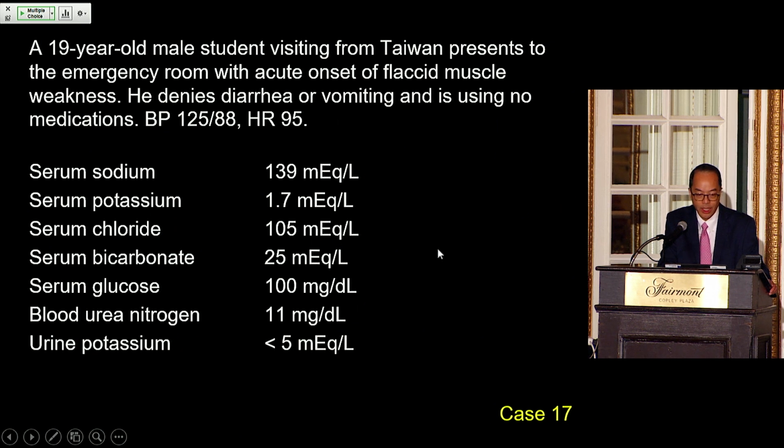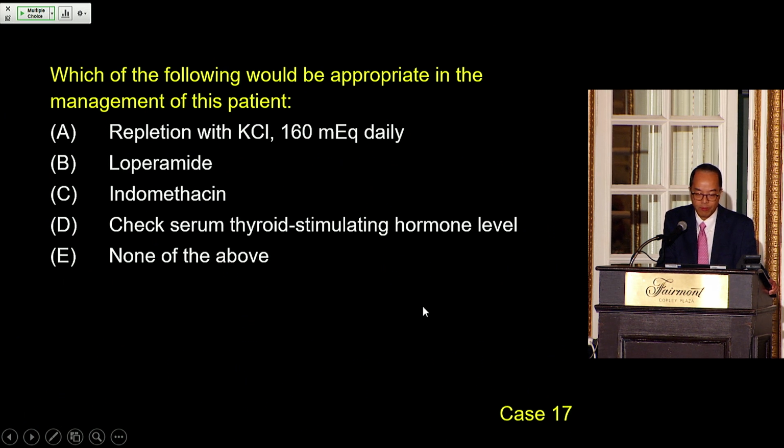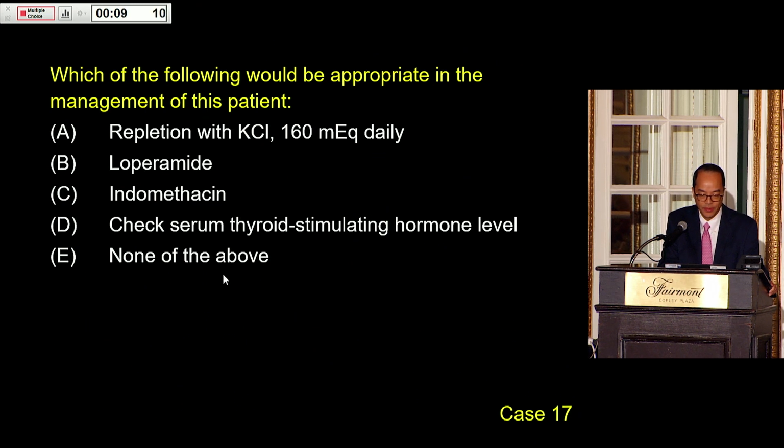Okay. A 19-year-old male student visiting from Taiwan presents to the ER with acute flaccid muscle weakness. Otherwise looks fine, supposedly has not got diarrhea, vomiting, or using meds. His K is 1.7, and his urine potassium is less than 5. Which of the following would be appropriate in the management of this patient? Repletion with potassium, 160 milliequivalents a day, loperamide, indomethacin, check TSH, or none of the above.